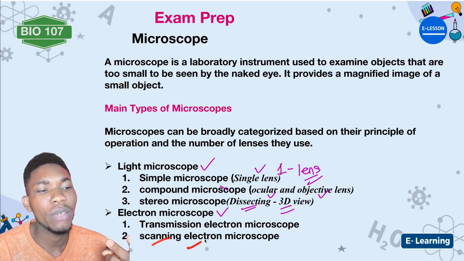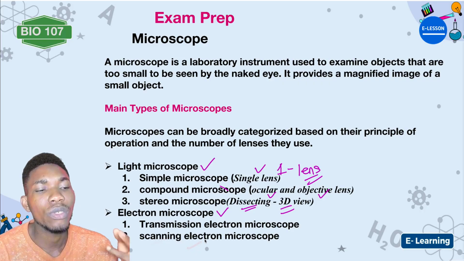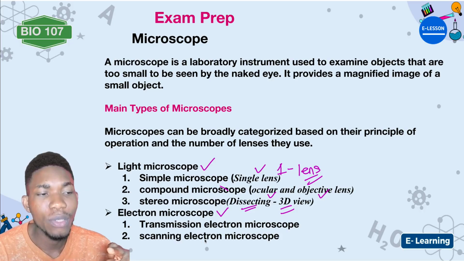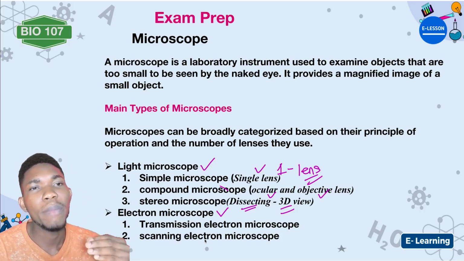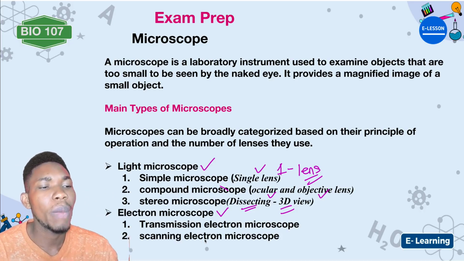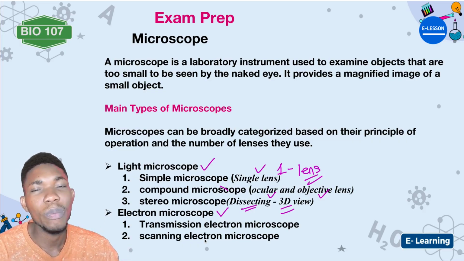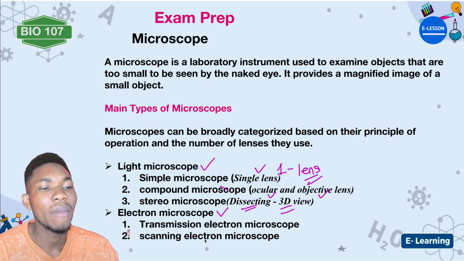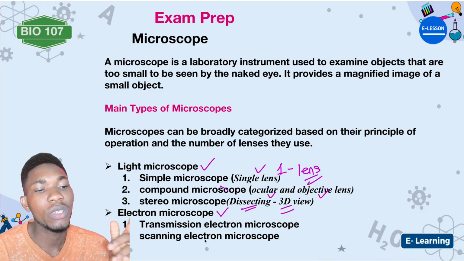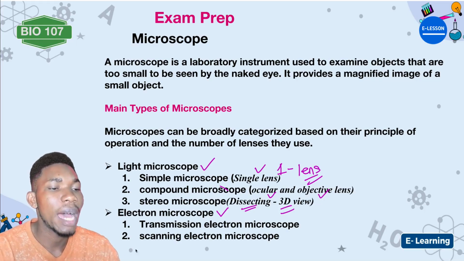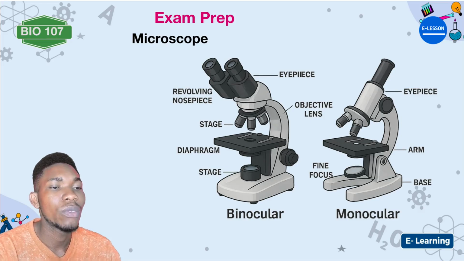So two types of electron microscope, my dear student: transmission electron microscope and scanning electron microscope. Basically two types of microscope, light microscope and electron microscope. Under light microscope, we have simple microscope, compound microscope, and stereo microscope. Some persons also say we have the monocular, the binocular, and then the stereo microscope. Then under electron, we have the transmission electron microscope and the scanning electron microscope. So these are the classifications of microscope.